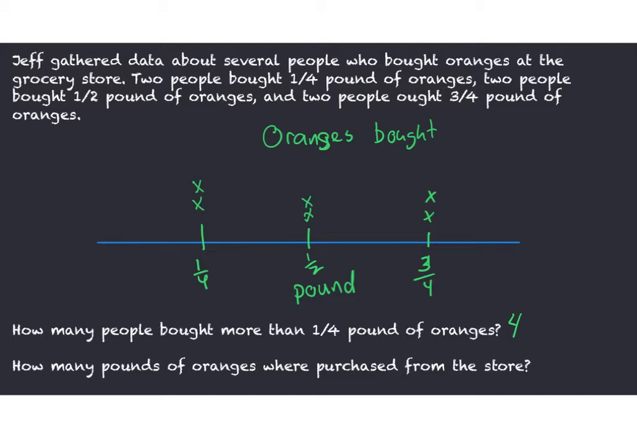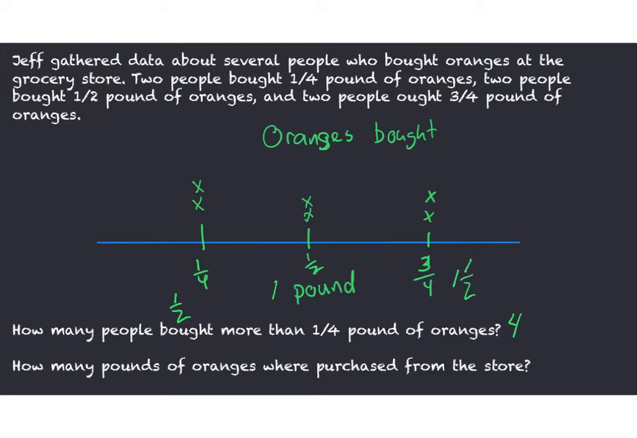Question number 2. How many pounds of oranges were purchased from the store? So this is where I'm going to add up all the data that I have. 2 people purchased 1/4. 1/4 plus 1/4 equals 1/2. 2 people purchased 1/2 pound. 1/2 plus 1/2 equals 1. And then 2 people purchased 3/4 of a pound. 3/4 plus 3/4 is 1.5.